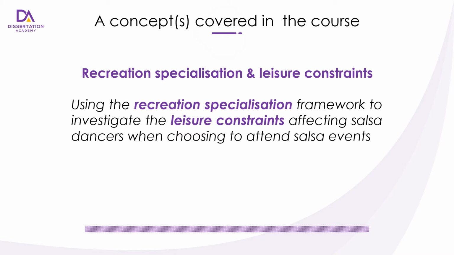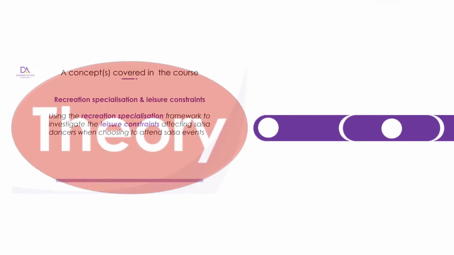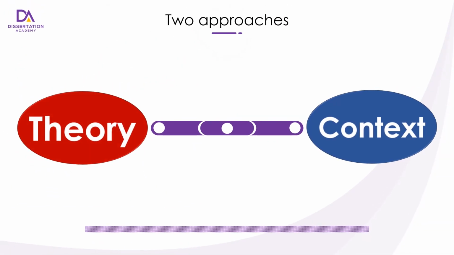This dissertation went on to be a very good one, to the point that we managed to publish it in an events management journal. This was only possible because the study had a very clear theoretical focus that had not been researched before. Having understood how you can develop initial research ideas using a theory perspective, it's time to understand how you can do it from a context perspective.